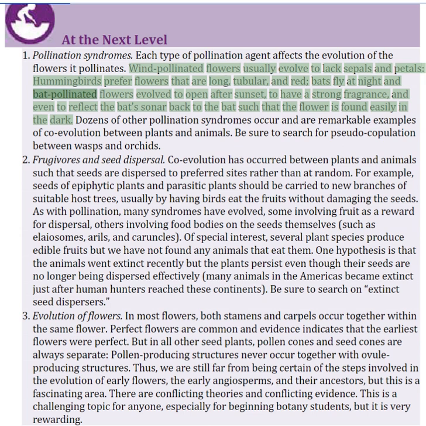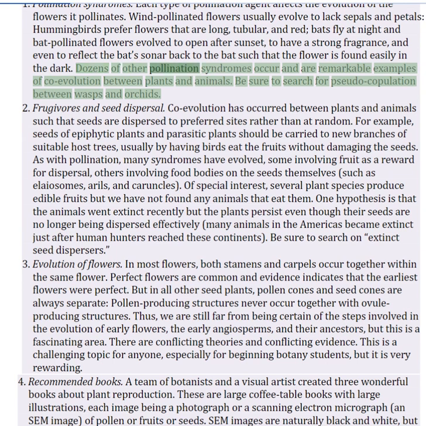Bats fly at night and bat-pollinated flowers evolve to open after sunset, to have a strong fragrance, and even to reflect the bat's sonar back to the bat such that the flower is found easily in the dark. Dozens of other pollination syndromes occur and are remarkable examples of coevolution between plants and animals. Be sure to search for pseudocopulation between wasps and orchids.